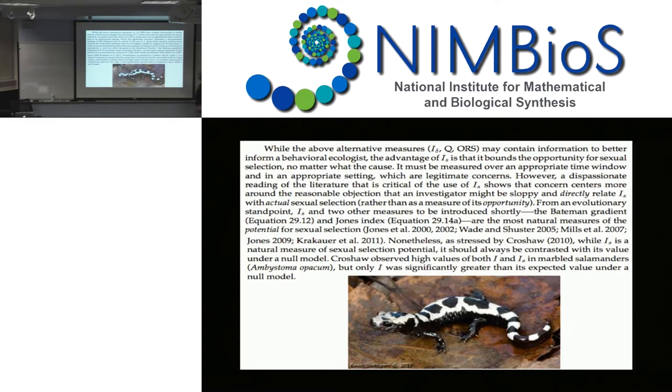So when looking at marbled salamanders, what these workers here, Croshaw, noted was that while this opportunity for sexual selection, that is variance in mating success, was a natural measure of sexual selection potential, it should always be contrasted with the null model. They observed high values for reproductive success and mating success, but only the reproductive success was significantly greater than expected under the null model. So all the variance in male mating success was simply due to random noise.